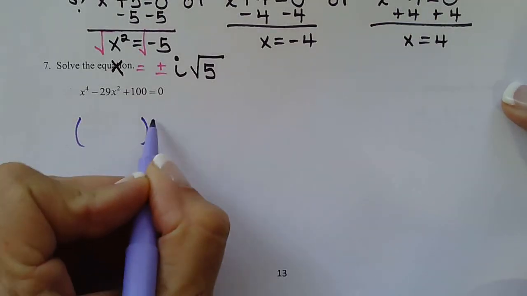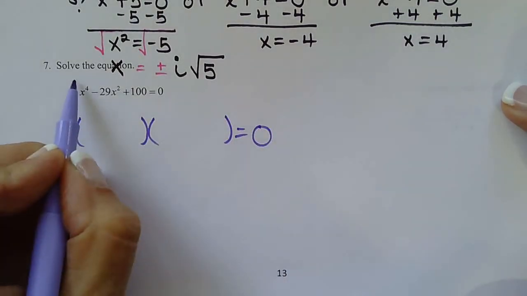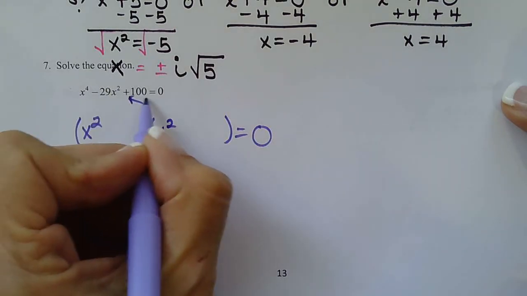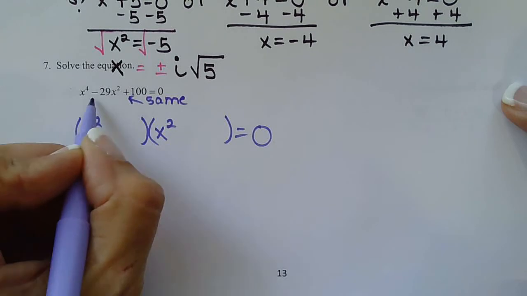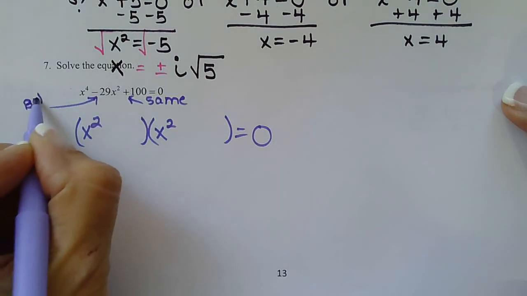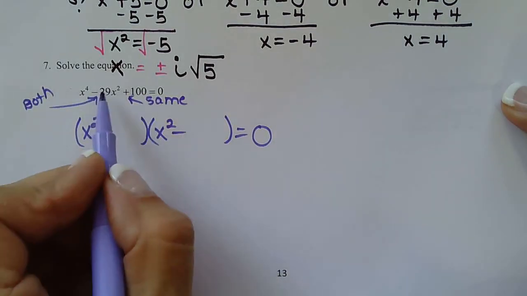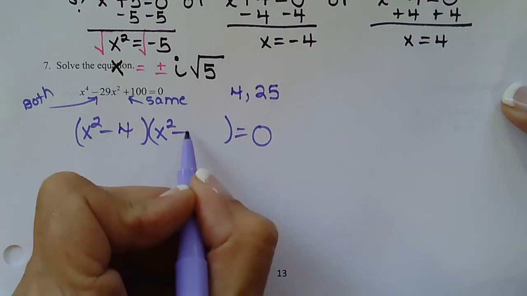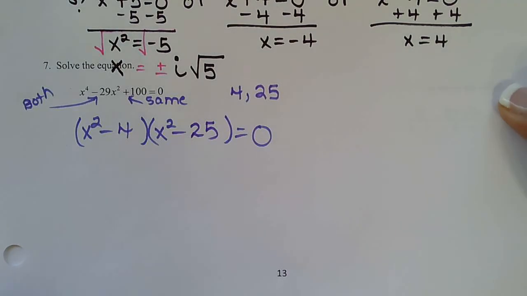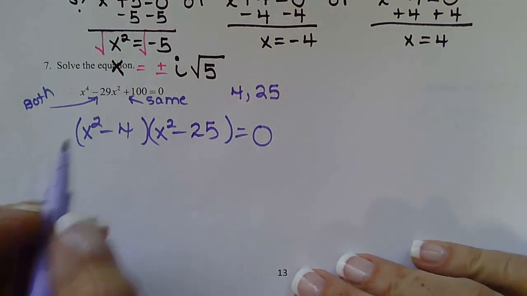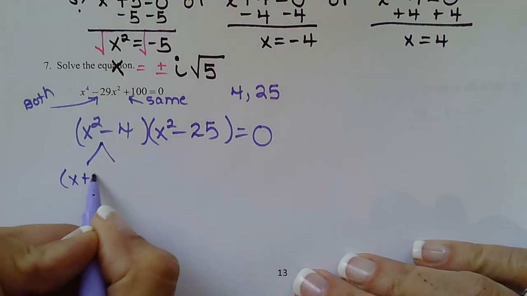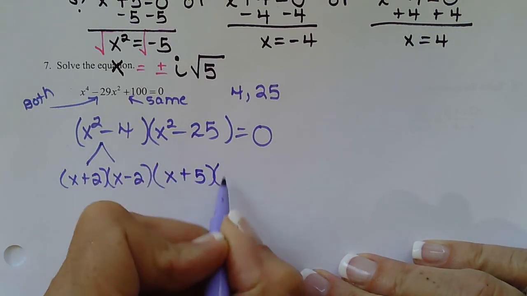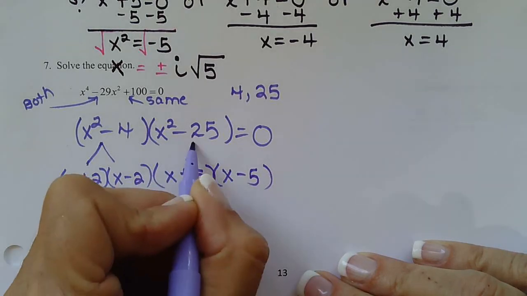So again, we can do double bubble because our leading coefficient's 1. Instead of x to the 4th, we're going to have x squared and x squared. This says the signs are the same. This says they're both negative. Factors of 100 that add to 29 are 4 and 25, which you should have already found because you worked these on your own. And what's different about this one is they both factor. So x plus 2, x minus 2, x plus 5, x minus 5, because they're both a difference of squares.